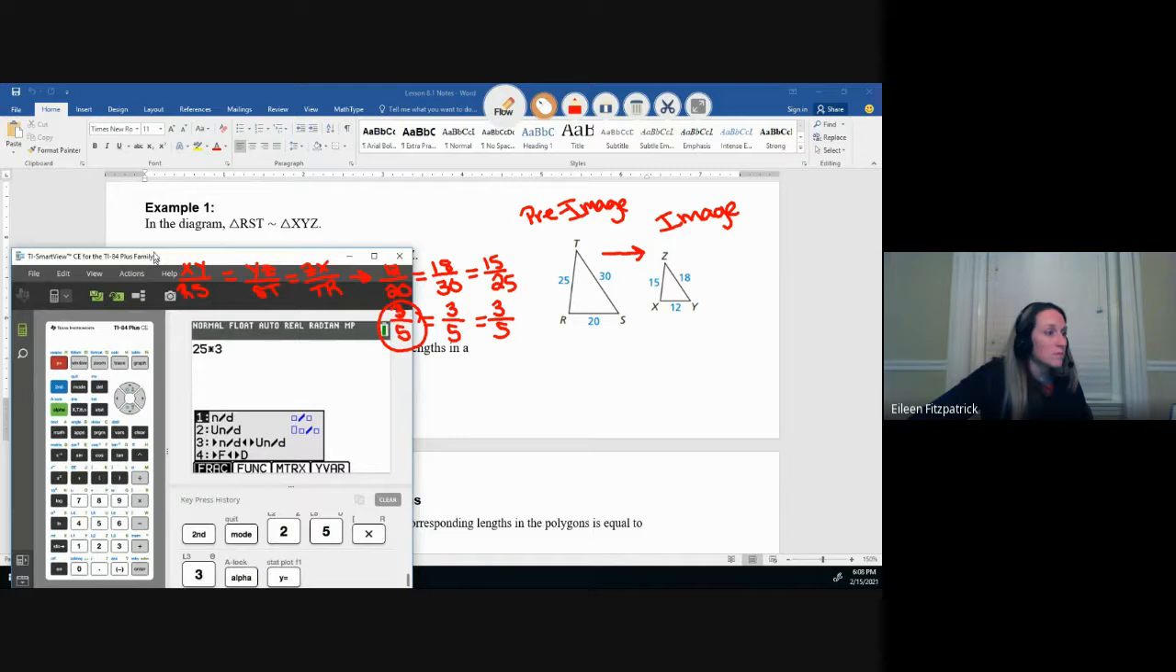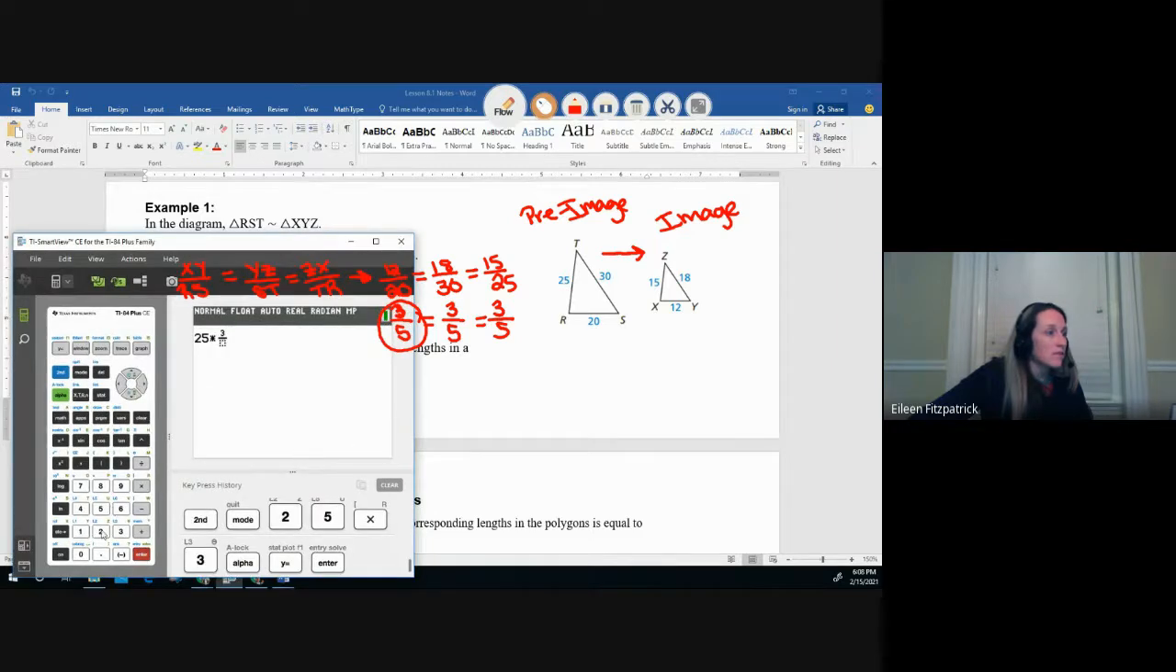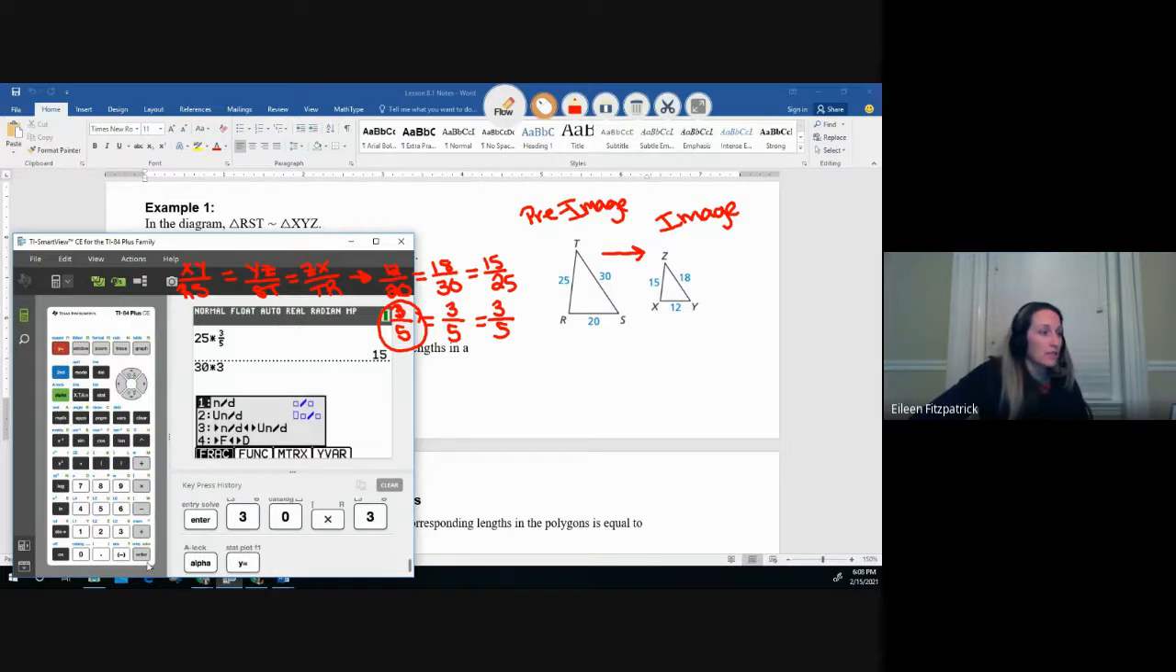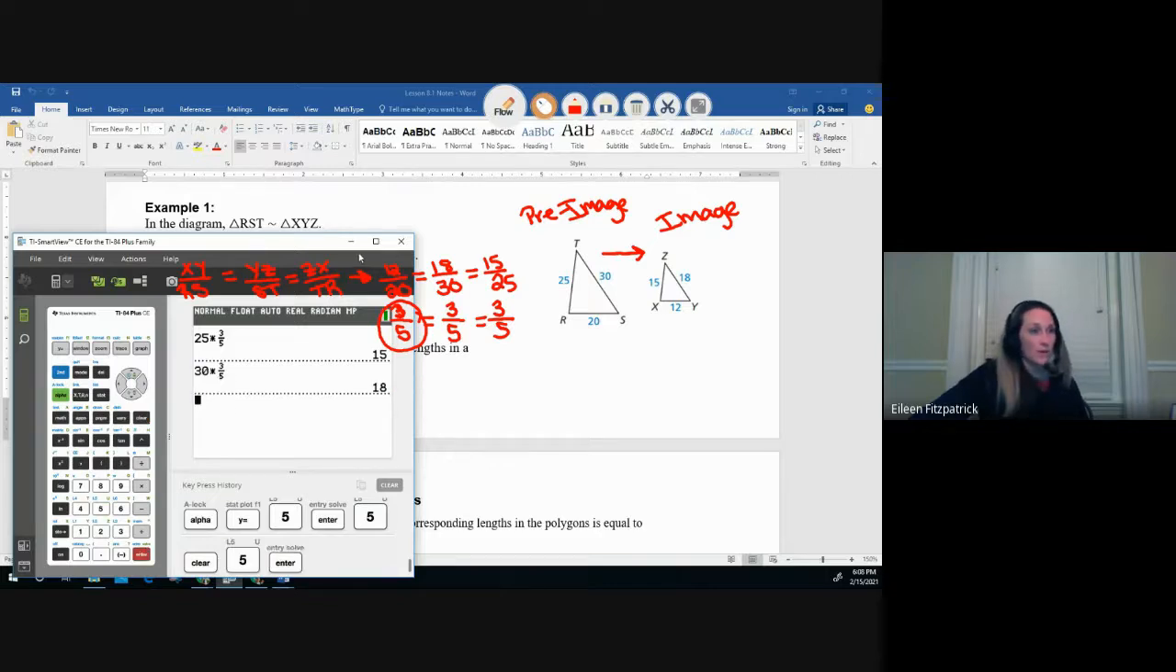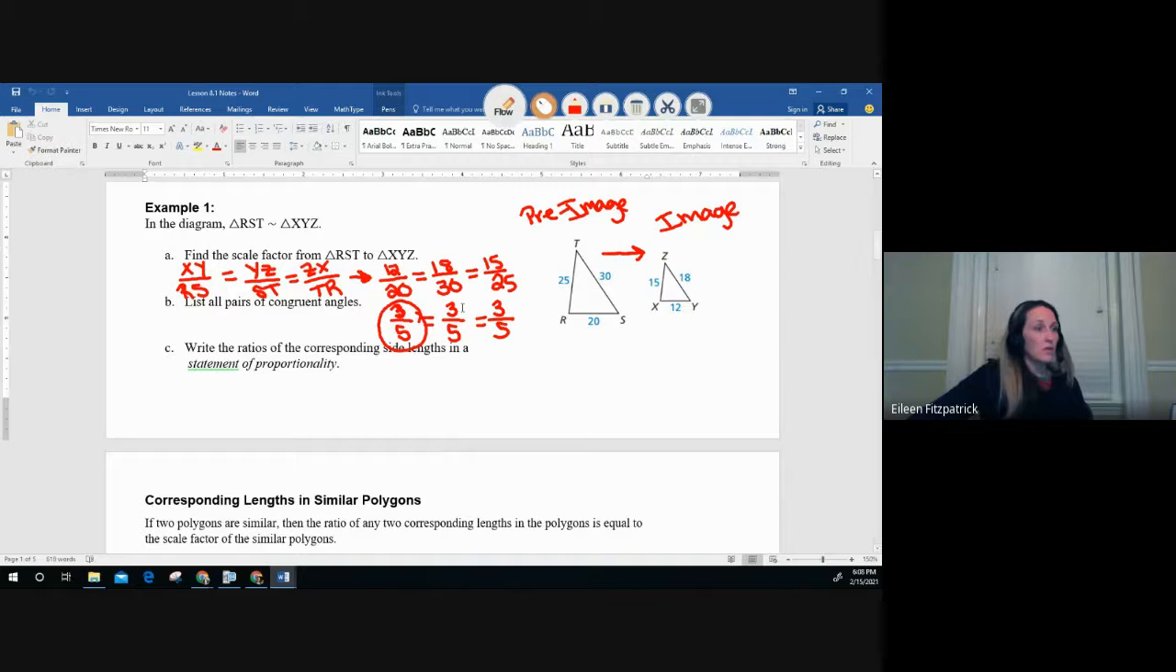3/5. And you should get the side length that it corresponds to. Okay, I could check again. 30 times 3/5. I should get 18. Uh-oh. What happened? Did I push clear? Oh my goodness. There we go. 18. Okay. So I know my scale factor is 3/5.